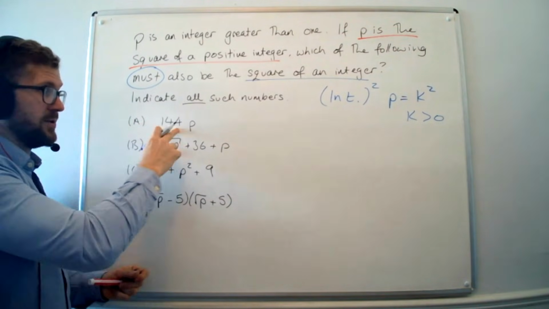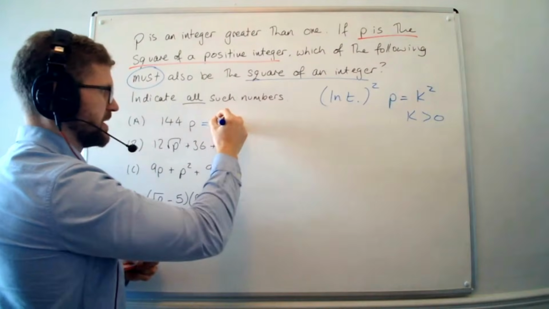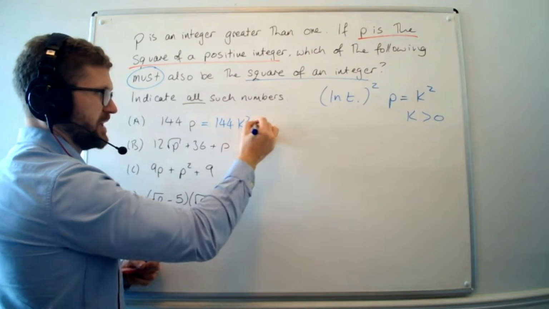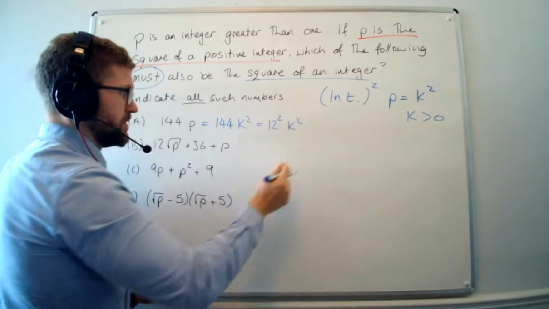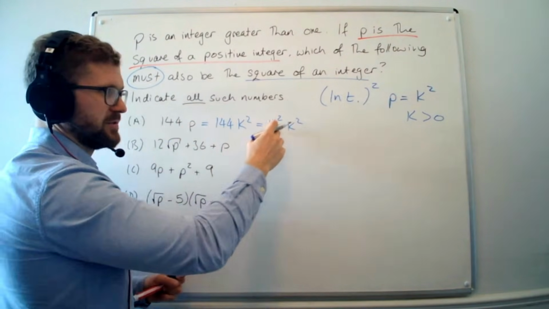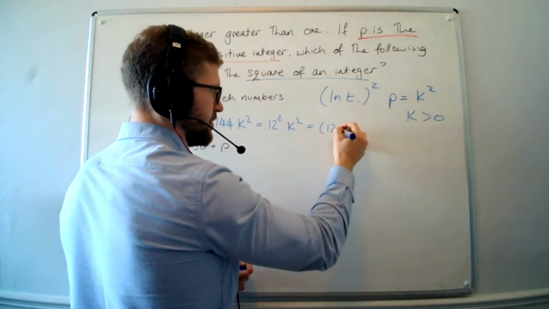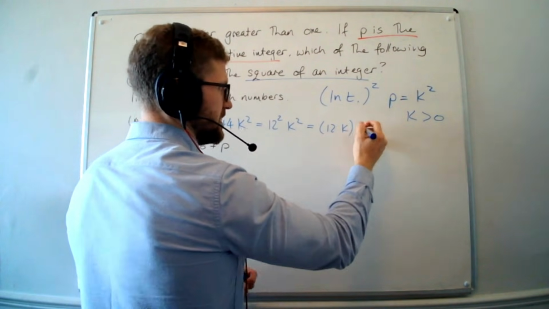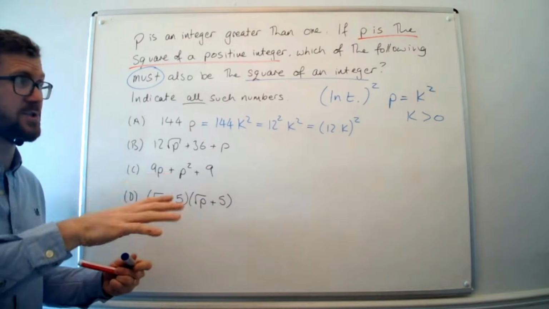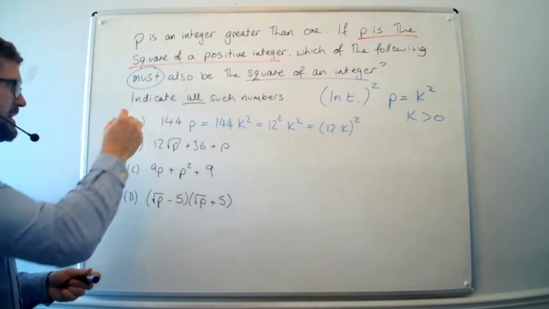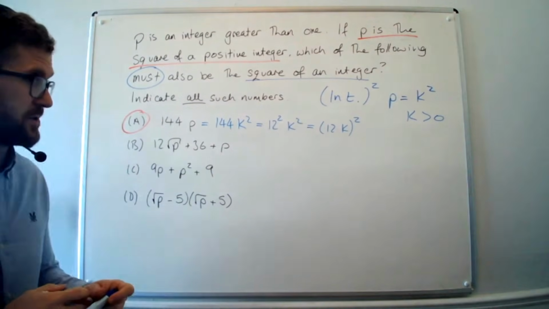So A here, 144 times P. Well, if I use that substitution, P equals K squared, I can say that's 144K squared. And 144, that's 12 squared. So 144P is the same as saying 12 squared K squared. And that would mean that I could rewrite the whole thing as 12 times K in a set of parentheses squared, which is exactly the setup that we were looking for, an integer squared. And so A, yes, I would click A. A is going to be one of our answers.